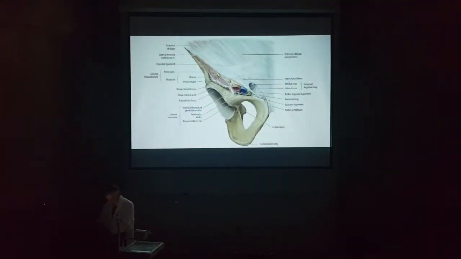Again, the external opening of the inguinal canal. Lateral crus, medial crus, intercrural fibers, and this is the inguinal ligament. You see, this external opening is not in the inguinal ligament. It is in the aponeurosis of the external oblique.